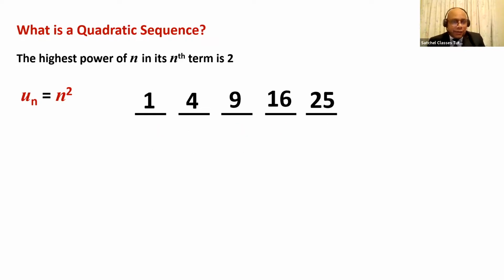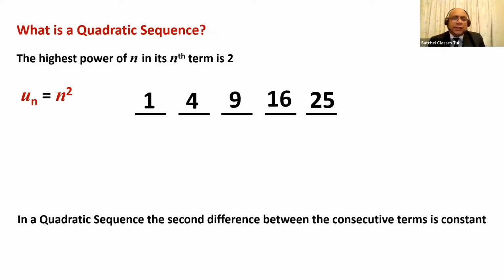Now, one of the characteristics of a quadratic sequence is that the second difference between the consecutive terms is always constant. Now, what do we understand by the second difference? It's basically the difference of differences. Didn't understand? So let's first find the first difference between the consecutive terms of this sequence. So 4 minus 1 is 3. 9 minus 4 is 5. 16 minus 9 is 7, and 25 minus 16 is 9. So this is the first difference between the consecutive terms of the sequence.